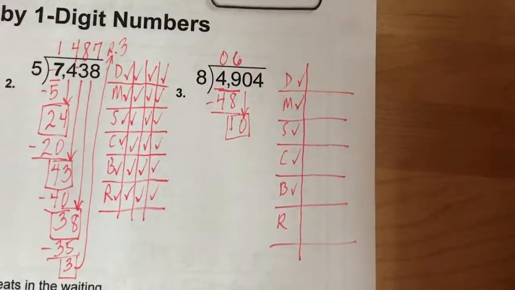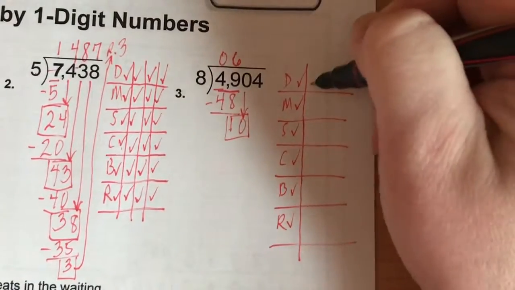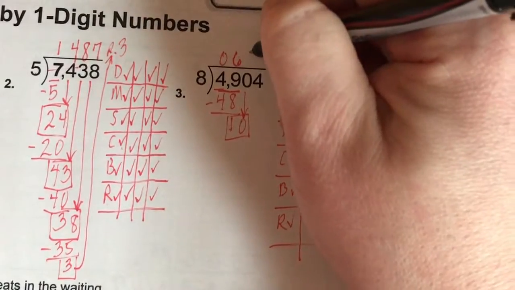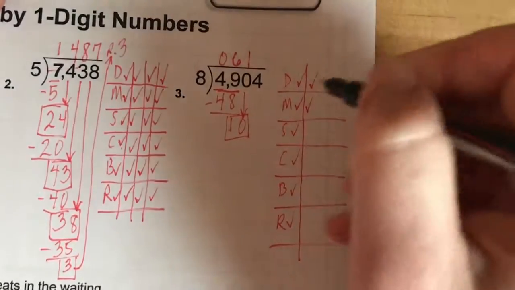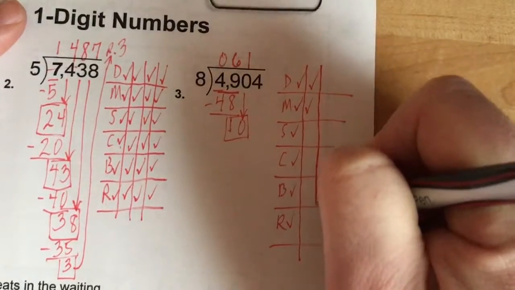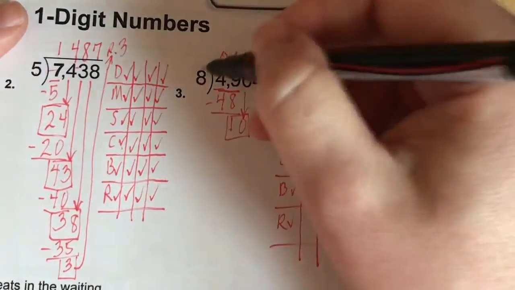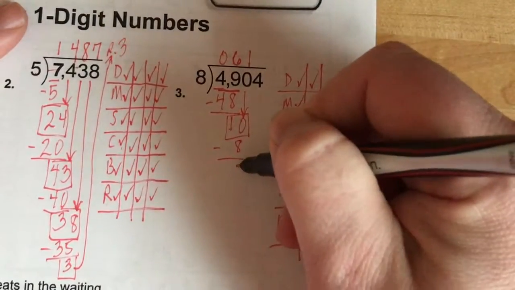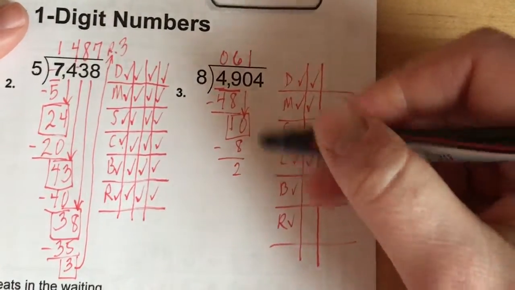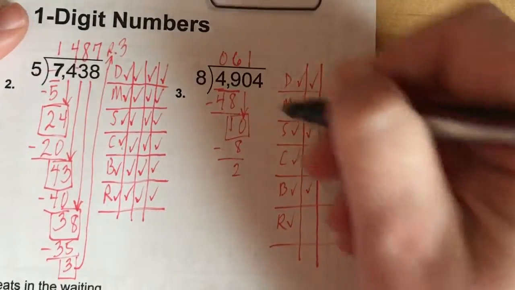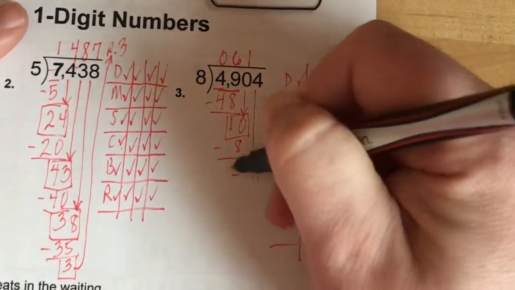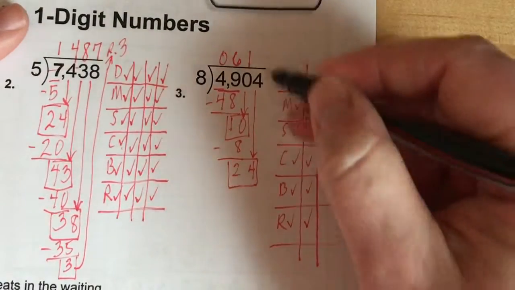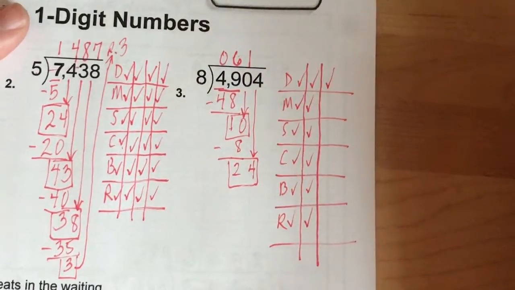So now we have 10 on the tray, and we're going to repeat. Back up to the determine. 8 times what gets me close to 10 without going over? 8 times 1, multiply it out. I'm also going to separate my workspace. All right, so 8 times 1 is 8. Now we're going to subtract. 10 minus 8 is 2. Check, the king is happy. And we're going to bring down the 4 and box. So this is what's left on our tray. Repeat, because there's a spot in the quotient, and we need to determine again.